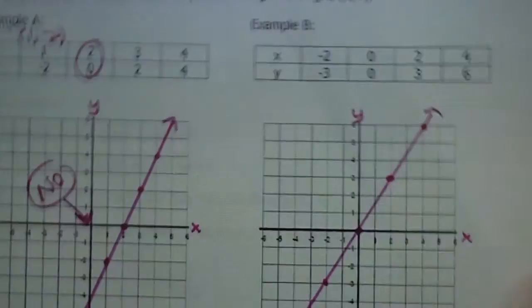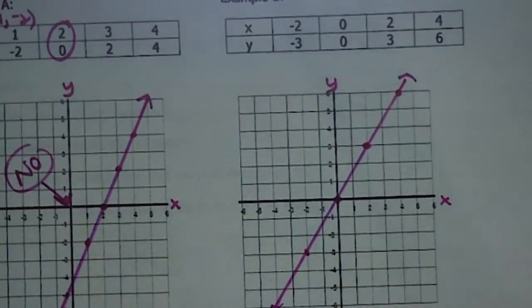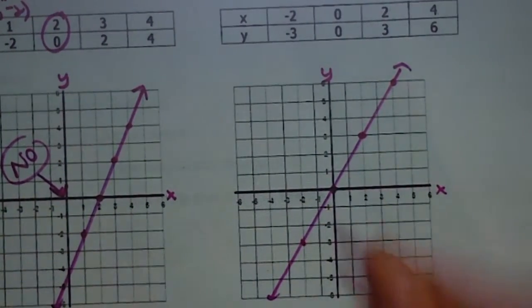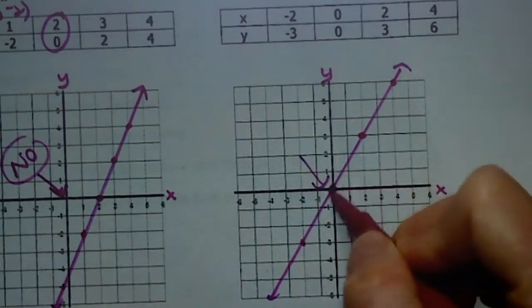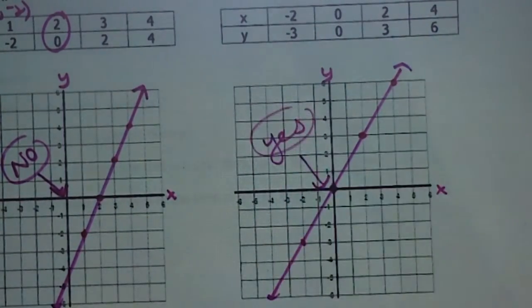And as you're looking at this graph, we see, hey, this is great. This is a nice straight line, and it does pass through 0, 0. So because it's straight and passes through 0, 0, this is a yes.